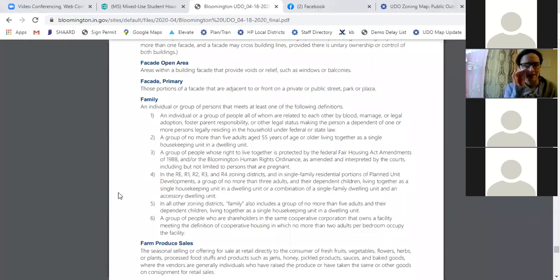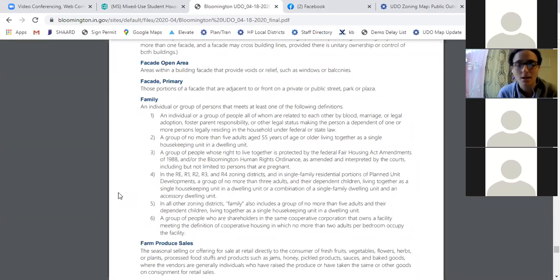Sure. So in the definition of family, just a minute here. Okay, hold on just a sec. Let me share my screen again. Okay, so this is the Unified Development Ordinance, which is online, and I think it's just bloomington.in.gov/UDO. If you go to the city website and search UDO, you can easily find it. And then this is obviously just the definition of family.